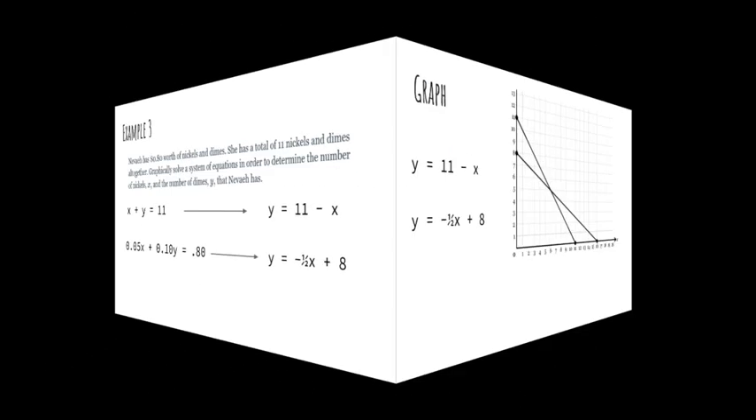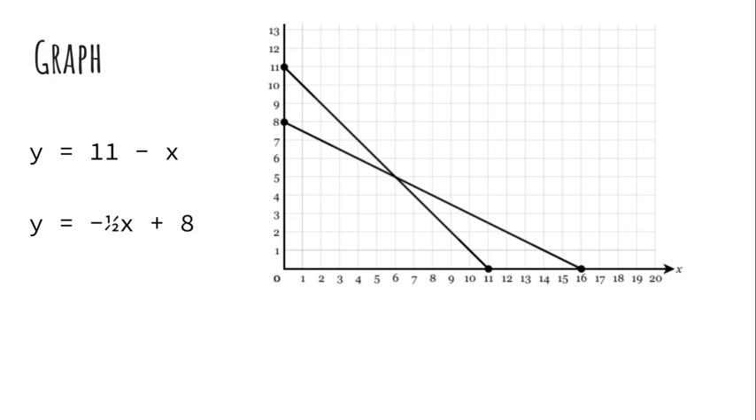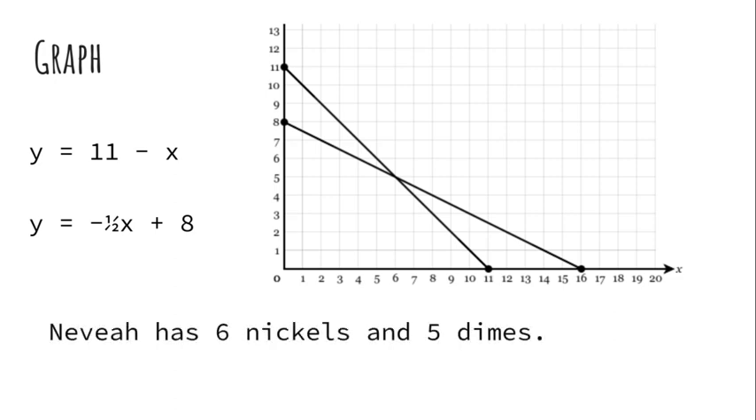On the next slide, I graphed both, and the intersection point of those two lines was the point (6, 5). In this case, it would mean that Nevaeh has 6 nickels and 5 dimes. And if you wanted to go back and check, that would make sense because we said that Nevaeh had a total of 11 coins altogether. So 6 plus 5 is 11.